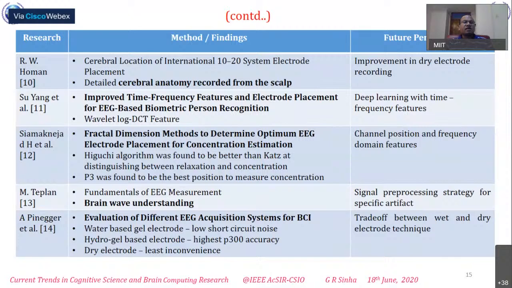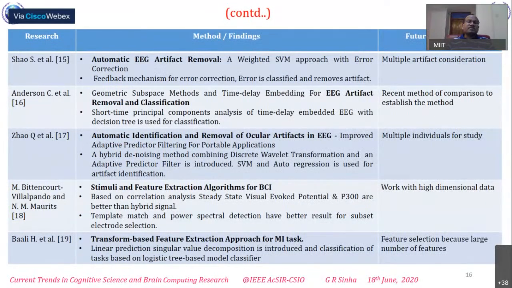So there is research on brainwave understanding and fundamentals of EEG measurement, and these are very recent. Let me tell you, all these research contributions which I have included in these tables are mostly from the last 3 to 4 years only. Then there is research on automatic EEG artifact removal.